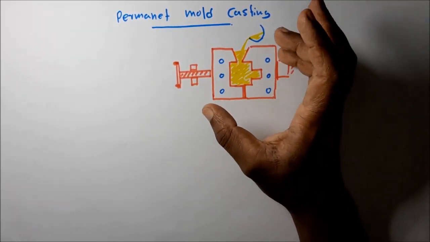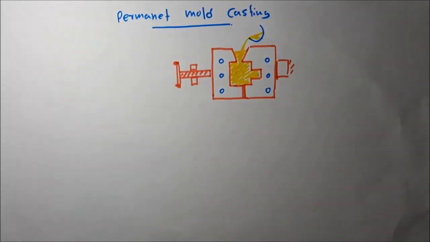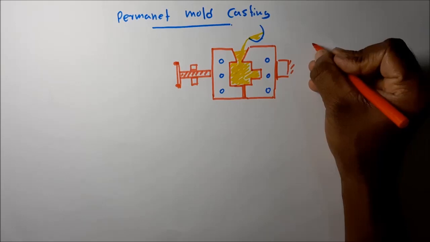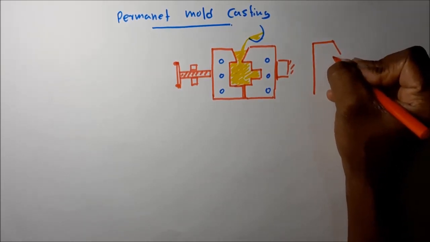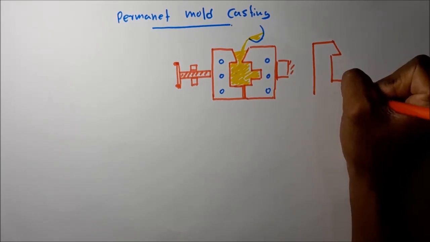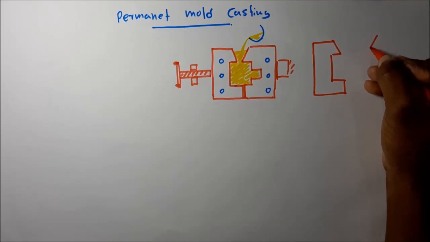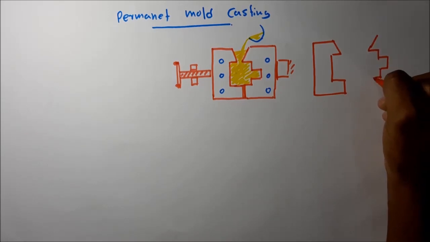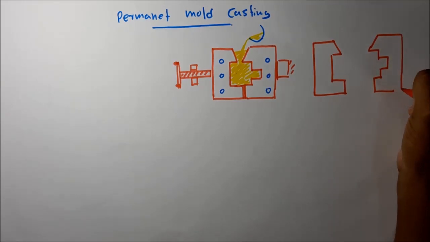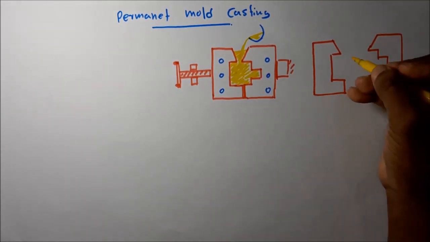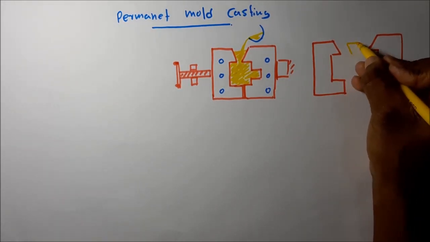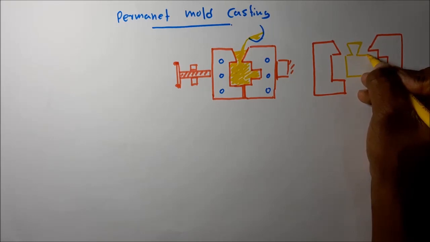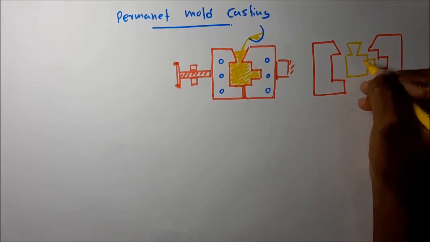Then the water cooled channels are activated. It accelerates the solidification of the molten metal. Then this clamp is released, then the mold can open. The solidified part can be taken out from the mold. After opening this mold, the solidified part can be taken out. This is the part. This is the solidified part.